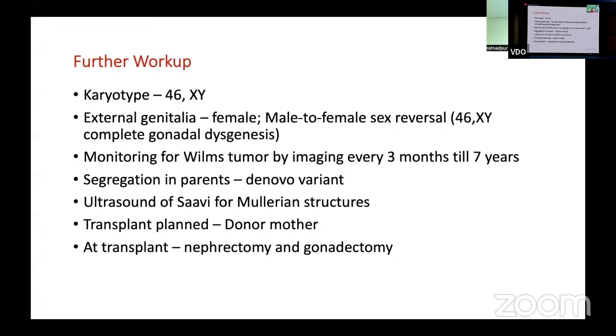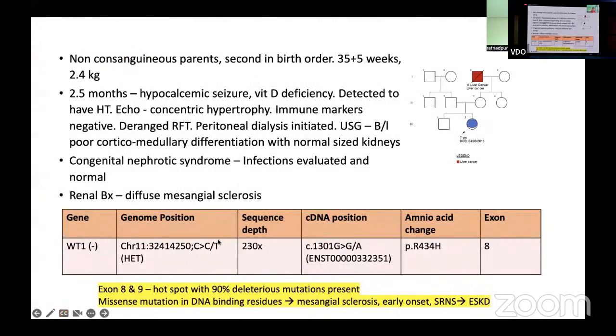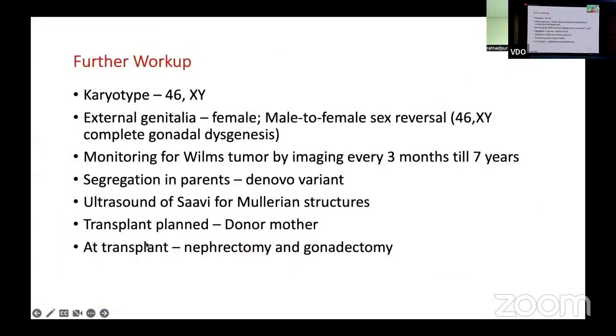So the WT1 variant was checked in the mother because in all autosomal dominant disorders, it's important to know that the phenotype may not be what is there in the child. There can be extensive phenotypic heterogeneity. So you don't do a clinical exome or a whole exome in the parent. You just look for this one variant in the mother by Sanger sequencing. So she did not have the variant. So the transplant was planned.